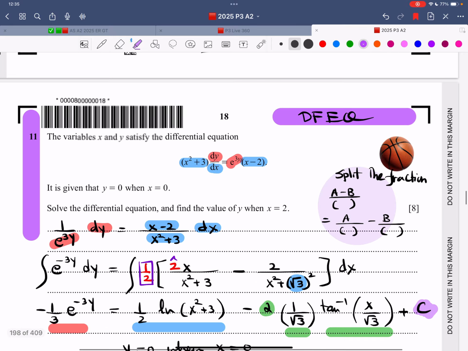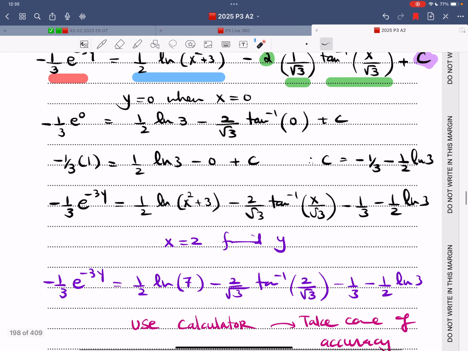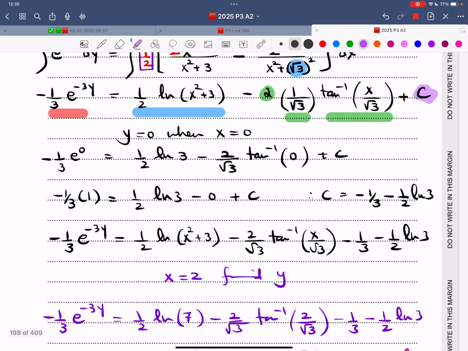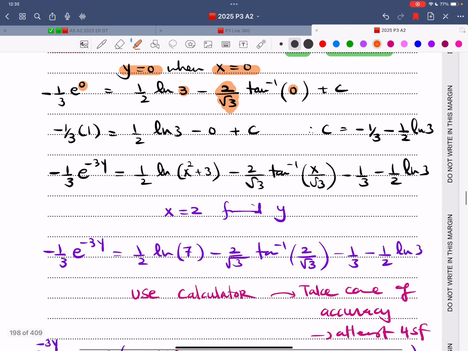Now in this question, they are not asking us to make y the subject. It's just asking to find the value of y when x equals 2, and before that this condition is there in order to evaluate c. So y is 0 when x is 0, not 3. So e raised to power of 0, this is 0 squared plus 3, this is 2 over root 3, and 0 over root 3 is 0, plus c. Now tan inverse of 0 is 0, this thing disappears. Half ln 3 remains, e raised to power of 0 is 1, and then we find the value of c as this. So that is c.